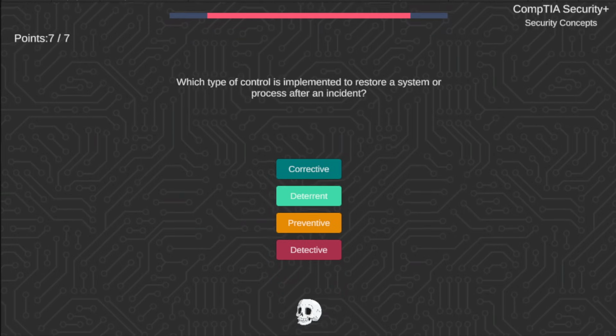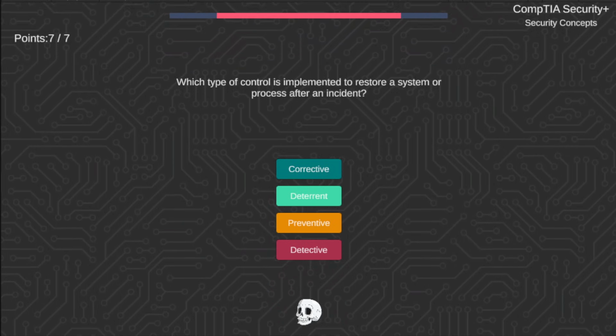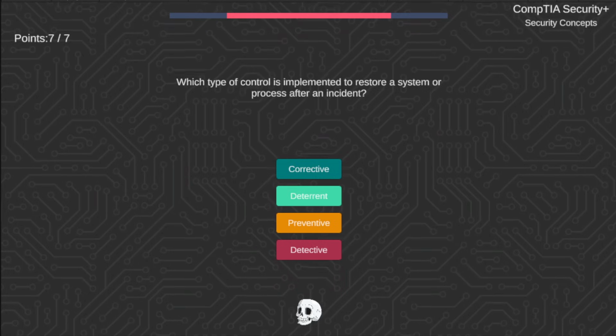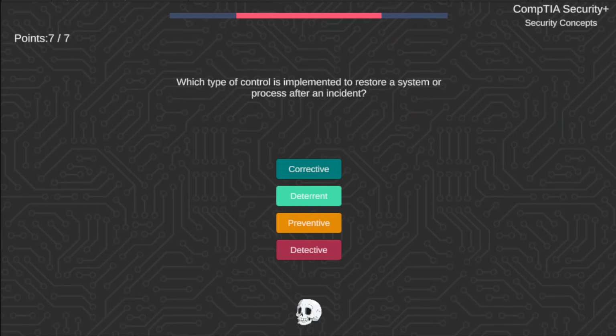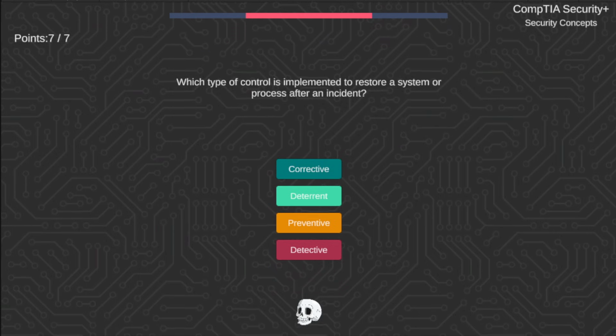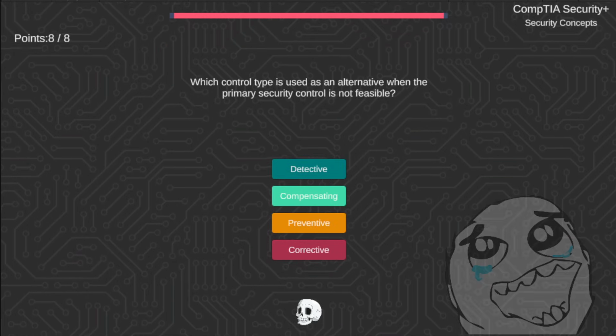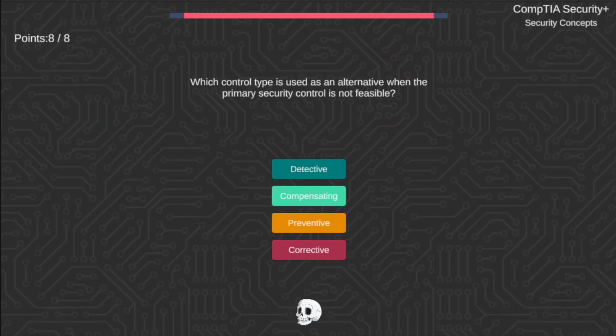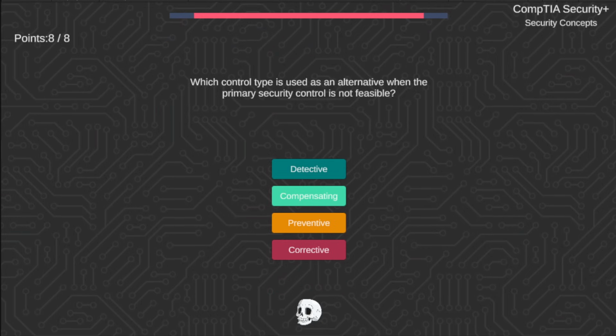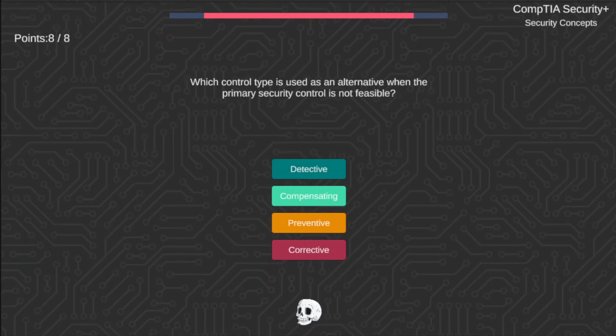Corrective, deterrent, preventative, or detective? To restore a system or process after an incident. Correct answer is corrective. Which control type is used as an alternative when the primary security control is not feasible?